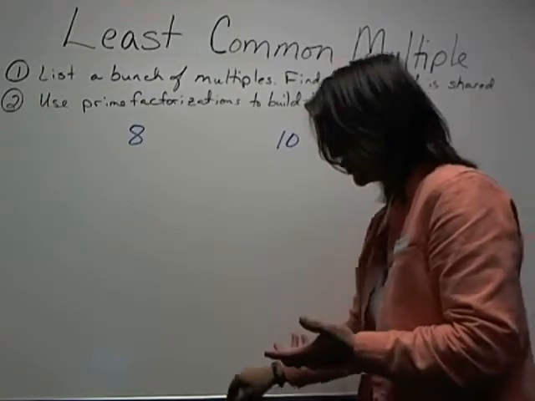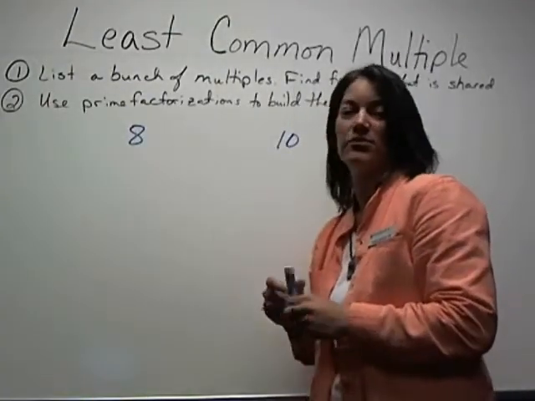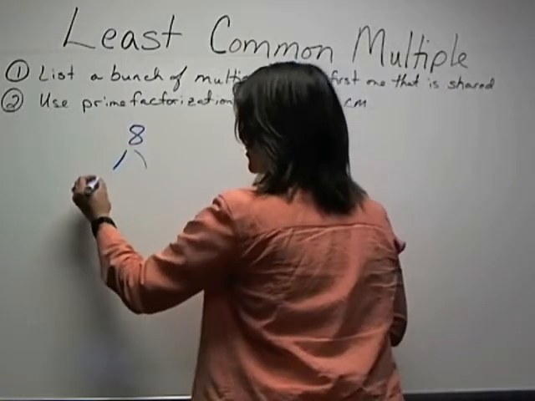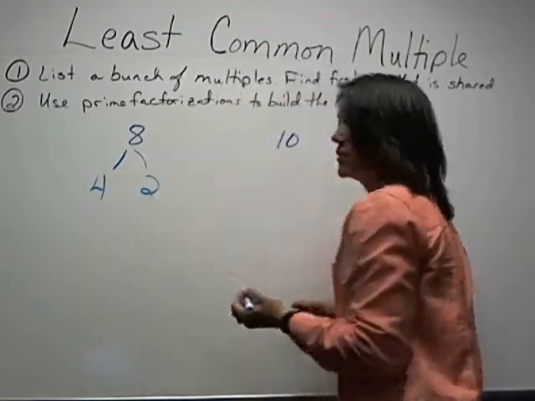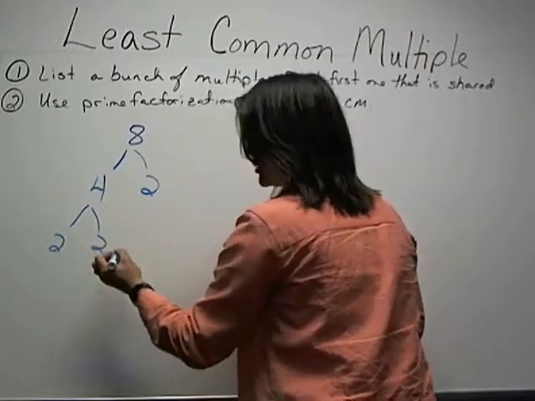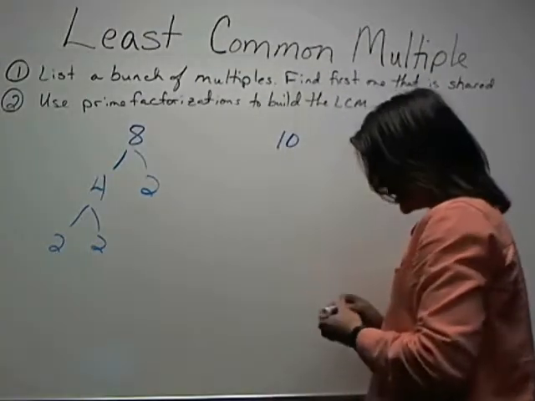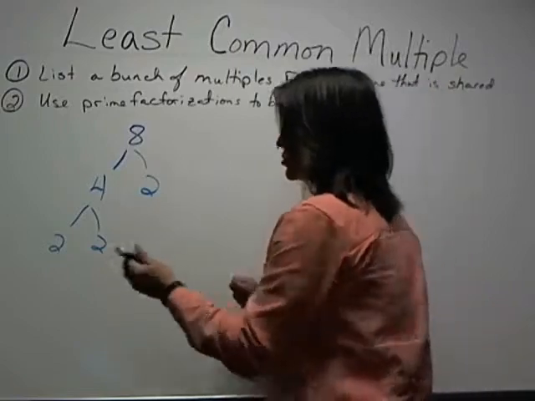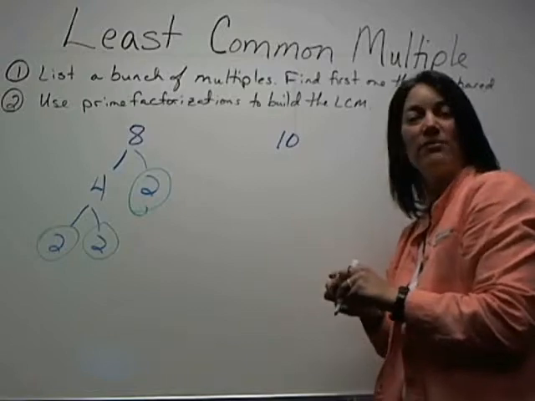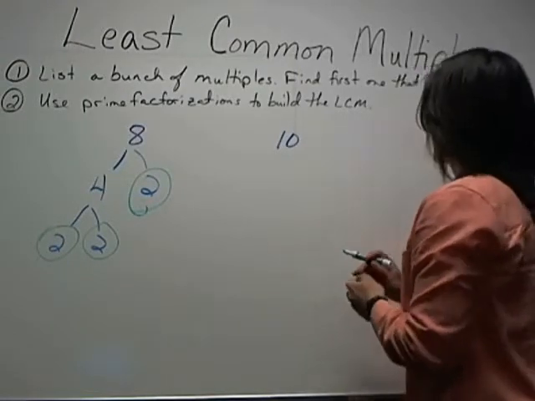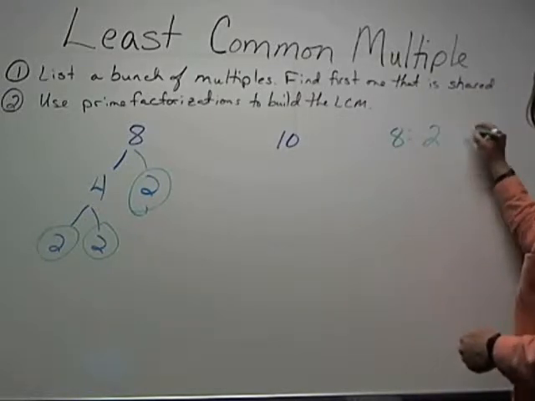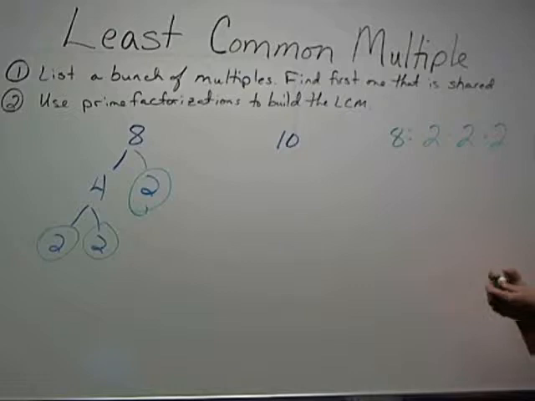Okay? So the first thing we need to do is find the prime factorizations of our numbers. So we break down our trees. 8 is the same thing as 4 times 2. 4 gets broken down to 2 times 2. I can't break down 2's any further, so 2 times 2 times 2 is my prime factorization of 8. I'm just going to write that over here on the side. 8 is 2 times 2 times 2.